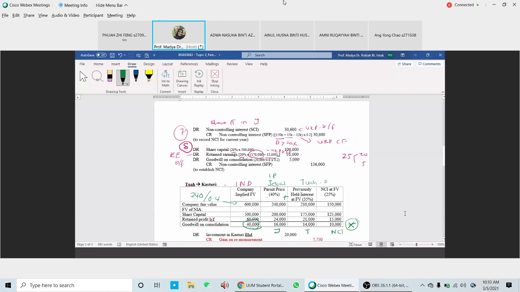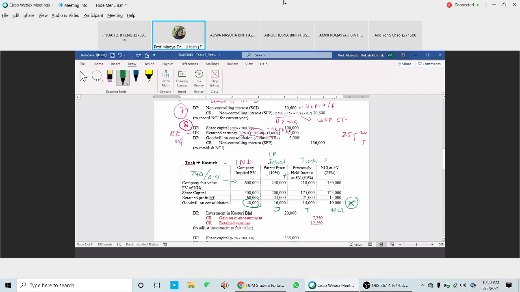Okay, so now we're going to account for the investment in Kasturi. The first thing we need to account for is the remeasurement gain. So the remeasurement gain here is going to increase the investment. The investment is going to increase by 20. Where do we get this 20? 210 is the fair value minus the one that you have in the COI here, 190, so you have 20. From that 20, there are elements of gain on remeasurement 7.75, and also from the retained earnings 12.25.